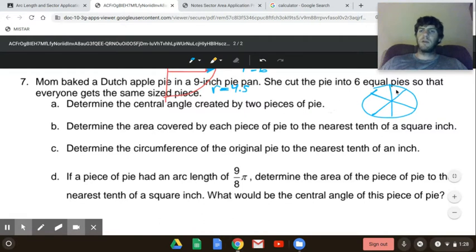Okay, so 360 degrees around. So 1/6 of that, right? You do 360 divided by 6. That's going to give you 60 degrees. So each one is going to be 60 degrees. All right, so what's the central angle created by two pieces of pie? That's going to be 60 plus 60, which is 120. Right, determine the area covered by each piece of pie.